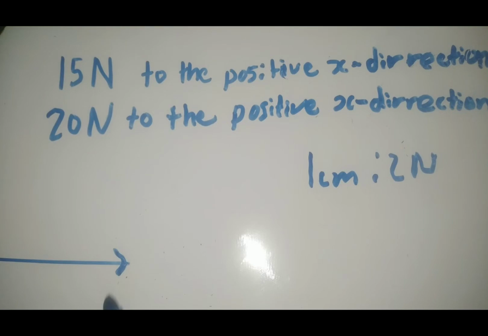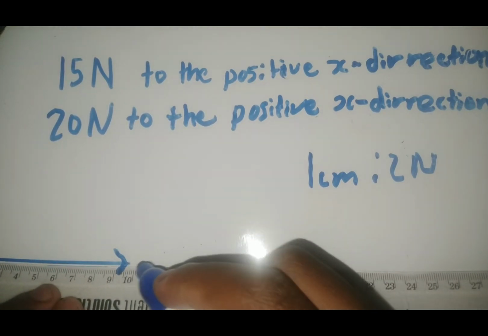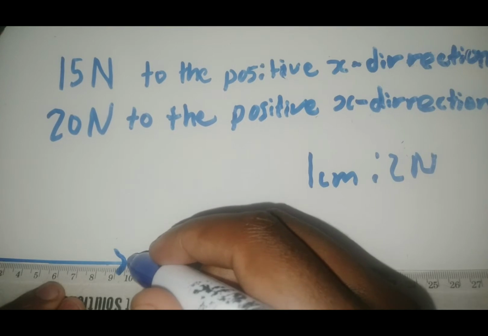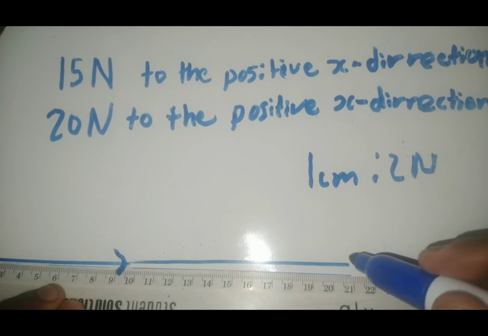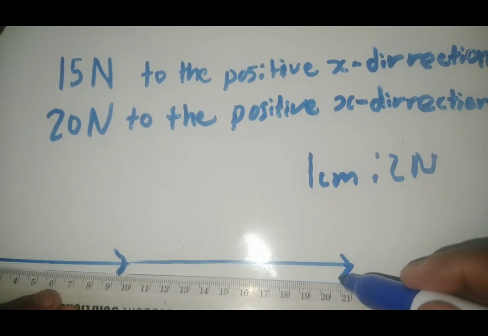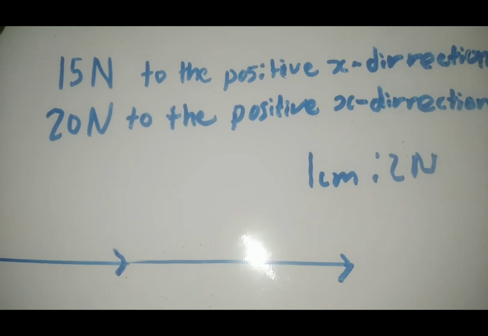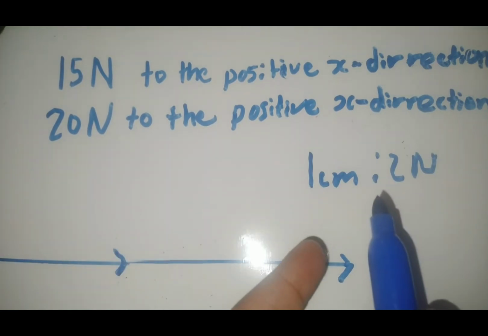And then I have to draw another one. So the head of one must be connected to the tail of the other one. So the other one that I have to draw has to be 20 newtons and 1 centimeter is 2 newtons, meaning that to represent 20 newtons, we have to draw a line of 10 centimeters. So because it's to the positive x direction, the head of one must be connected to the tail of the other one. So I'm going to have to measure 10 centimeters. So there I have drawn the two forces at their respective directions. Both of them are in the positive x direction in this case, right?